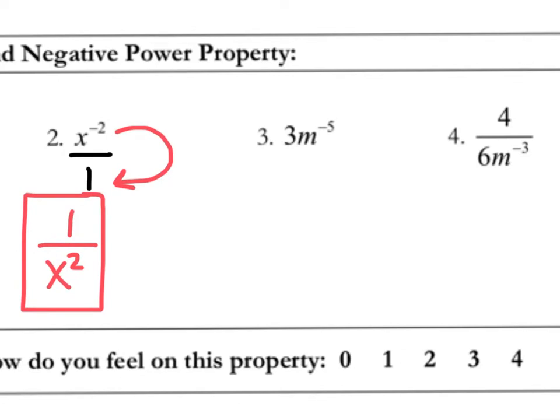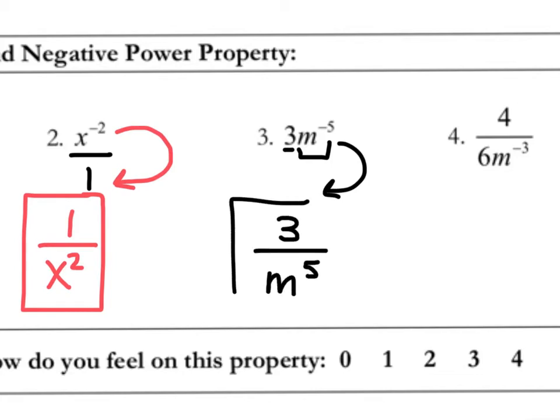Same one, next one. Hey guys, important thing here. The 3 is not being raised to the negative 5. Just the m is. So the only thing that moves is the m. The 3 stays on top. The m to the 5th goes to the bottom.